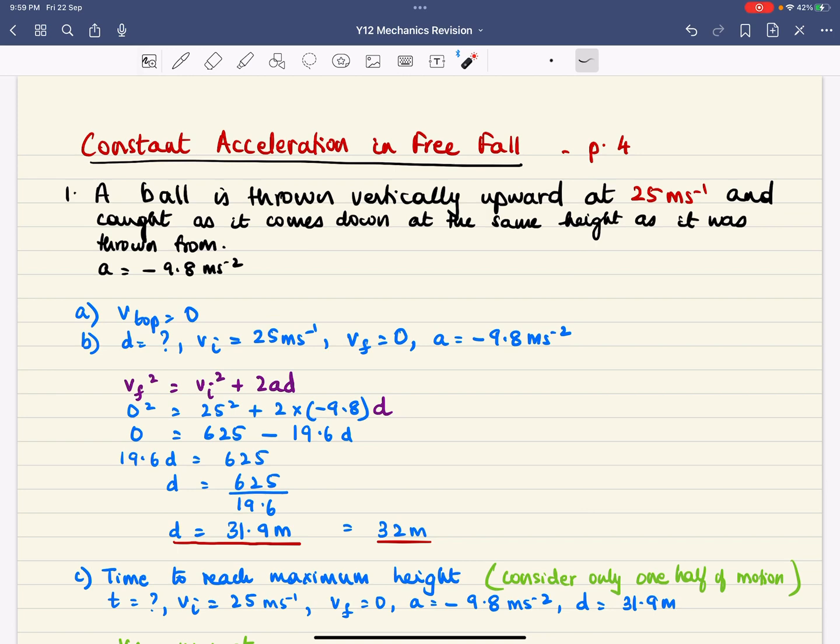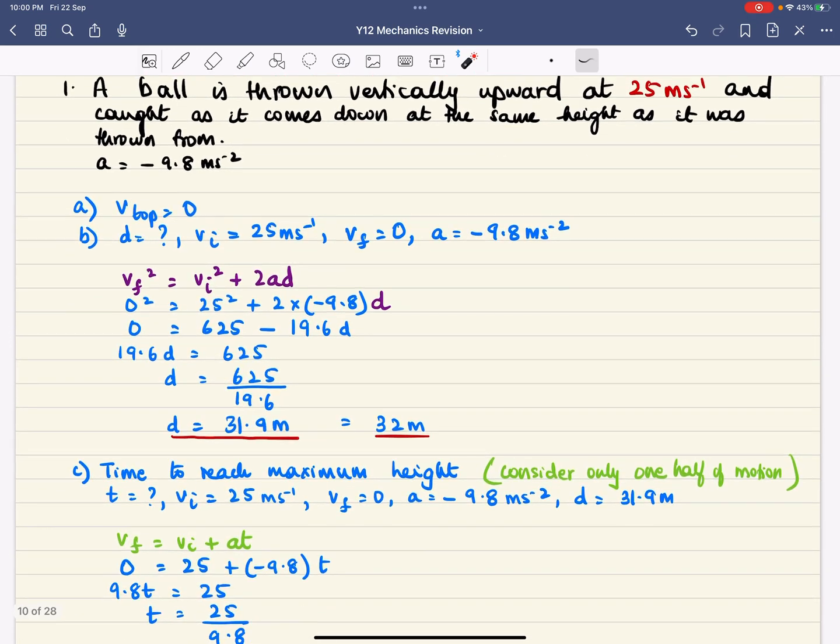So over here, the velocity at the top is 0, and we're trying to find out how high the ball went. The initial velocity is 25 meters per second, the velocity at the top is 0, and that's a value for acceleration. And the kinematic equation that has d, vi, vf, and a is this one: vf squared equals vi squared plus 2ad. Substitute, and you get the answer for d as 32 meters.